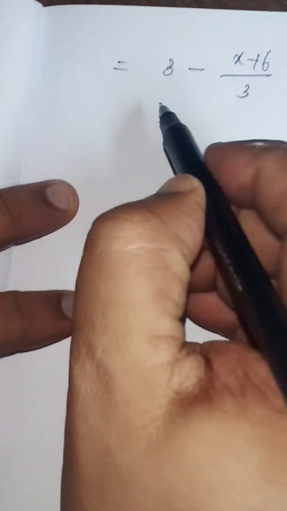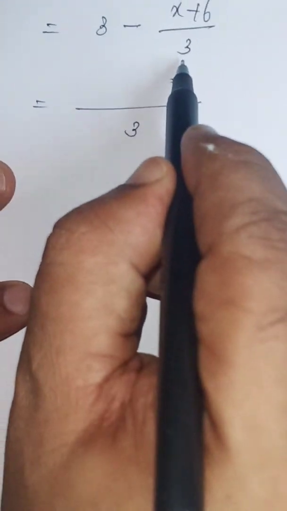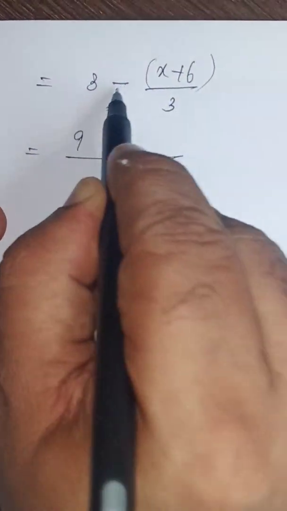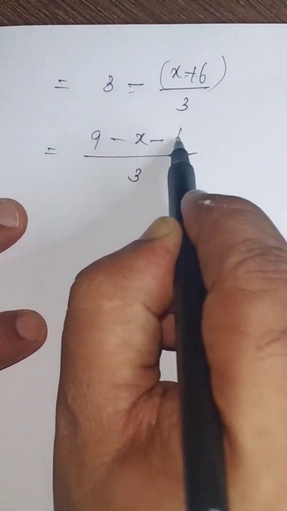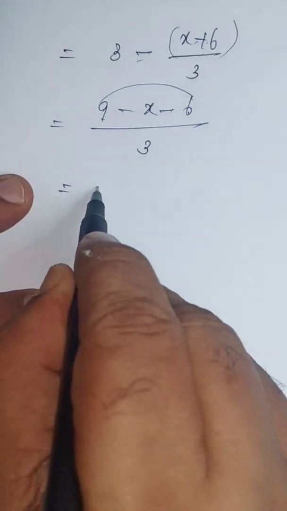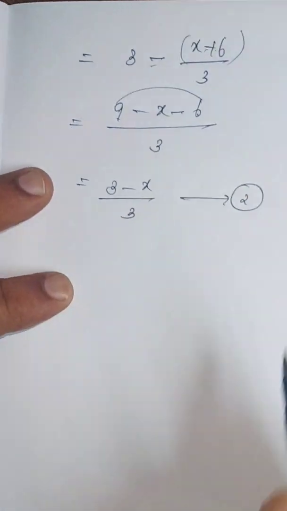We can take LCM. What is the LCM? 3 is the LCM. We just cross, 3 3s are 9. Minus, this is common, isn't it? Minus into x, minus x. Minus into plus, minus 6. That is equal to 9 minus 6, that is equal to 3 minus x divided by 3, that is number 2.